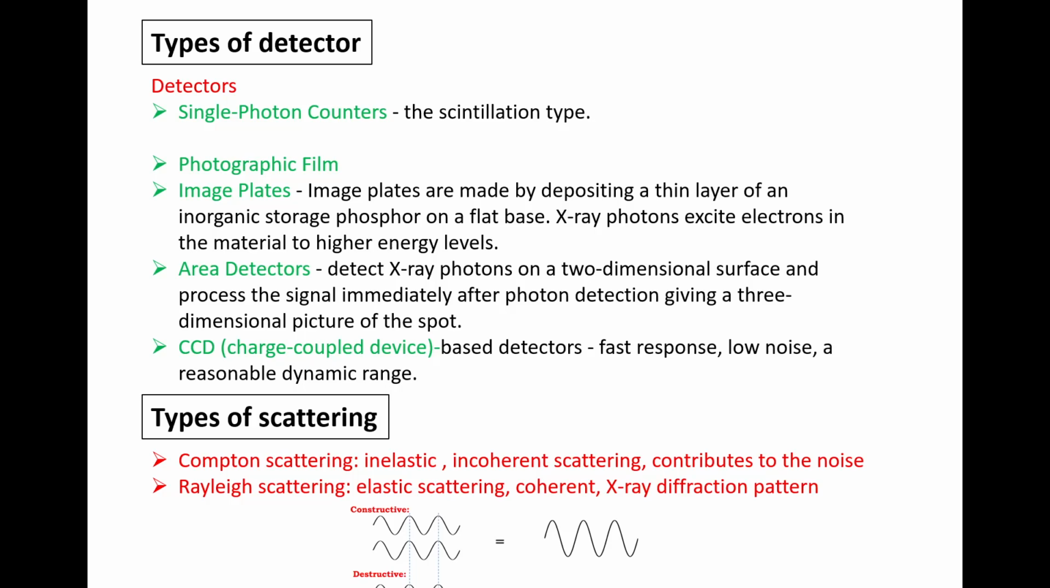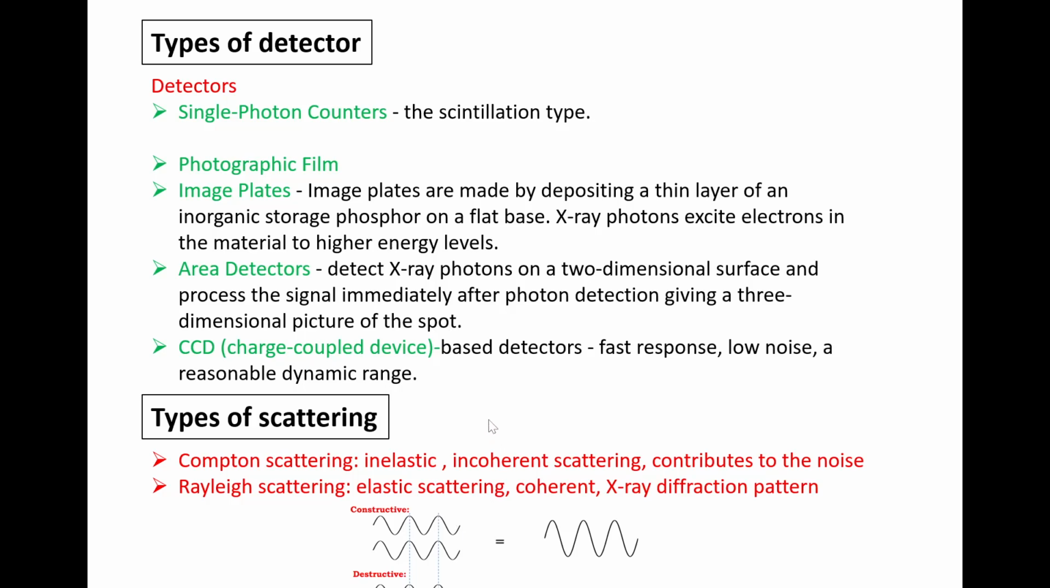The X-rays will hit the image plates and excite the electrons, and those electrons will go to the higher energy level, and while they are coming down they will emit some energy that will be amplified by certain computer systems, and that will be recorded. There are certain area detectors, but what is mostly used is the CCD, the charge coupled device based detectors, which have a very fast response and low noise compared with the other detectors I have talked about here. So mostly CCD detectors are used nowadays.